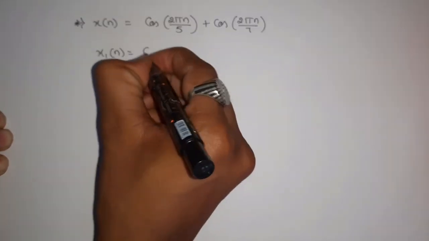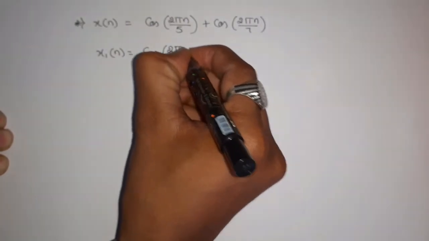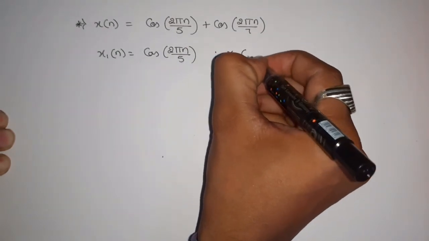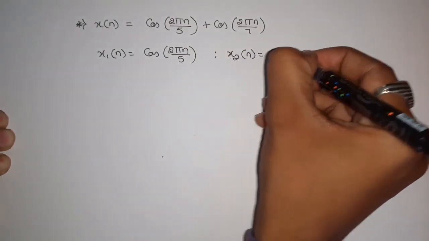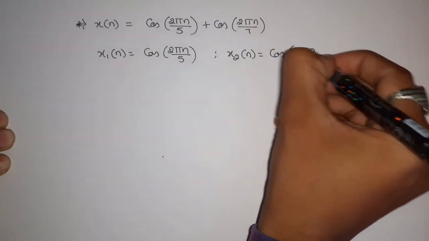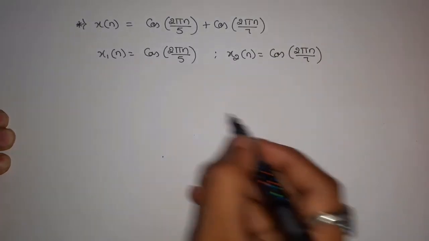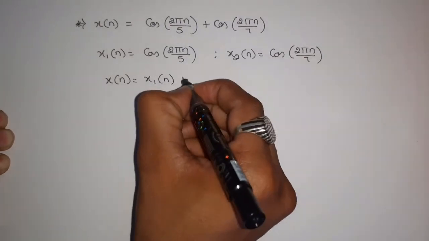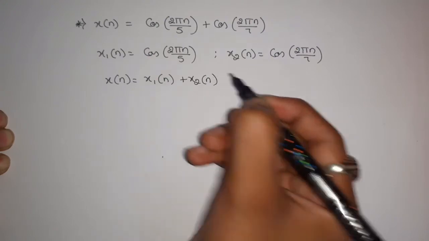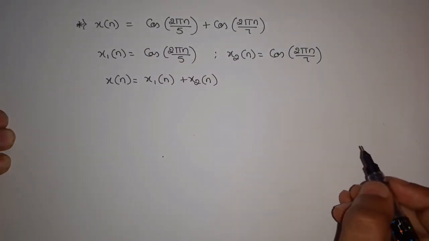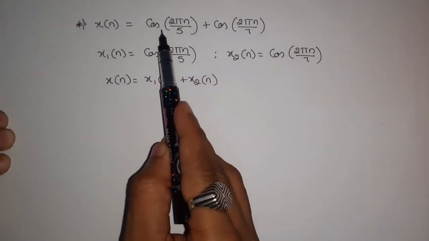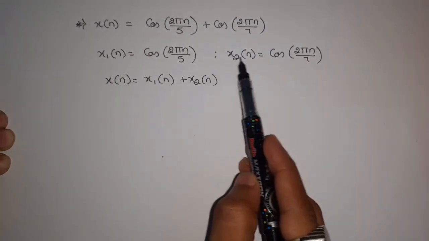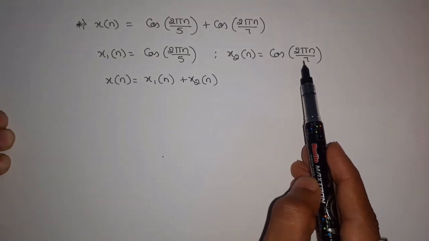x1 of n is equal to cos 2 pi n by 5 and x2 of n is equal to cos 2 pi n by 7, where x of n is equal to x1 of n plus x2 of n. We can mark it like this: x of n is equal to x1 of n plus x2 of n, where x1 of n is cos 2 pi n by 5 and x2 of n is cos 2 pi n by 7.